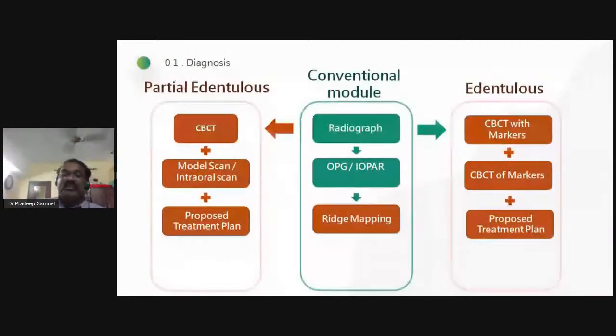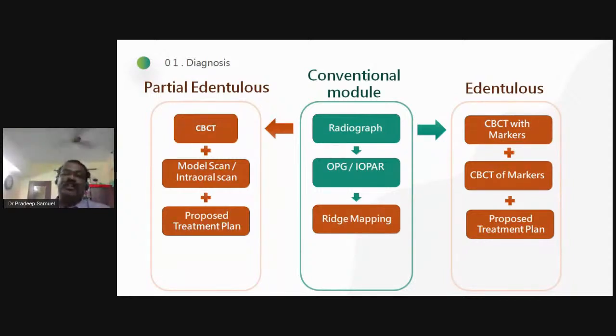Coming on next, this is the initial step. Then coming on to the next one, that is normally in the conventional module, we did it with a proper radiograph. We used to take radiographs of the patient, we used to take the cast of the patient, we do the mock-up, and we do some ridge mapping, an age-old technique. That was the conventional module we practiced.